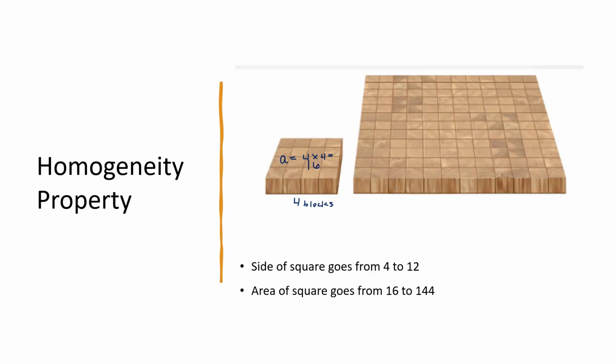On the second one, the side length is 1, 2, 3, 4, 5, 6, 7, 8, 9, 10, 11, 12. So this side length is 12, which is 3 times bigger or larger than the little guy, because 4 times 3 is 12. Now, I don't want to count this all up, but I know 12 by 12, so the area for this one would be 144.